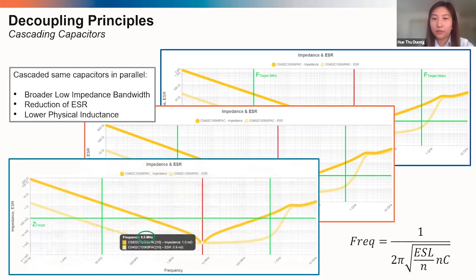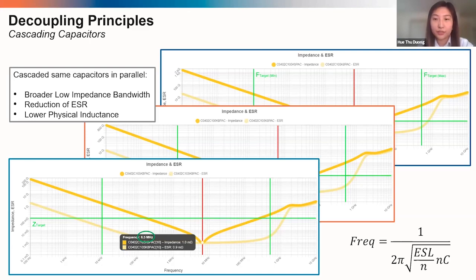Now, we have 10 of these identical capacitors in parallel together, but we're still not really meeting our target of that 100 milliohms impedance. So we can see from this example that we've lowered the impedance, not quite enough to be within the target frequency band.